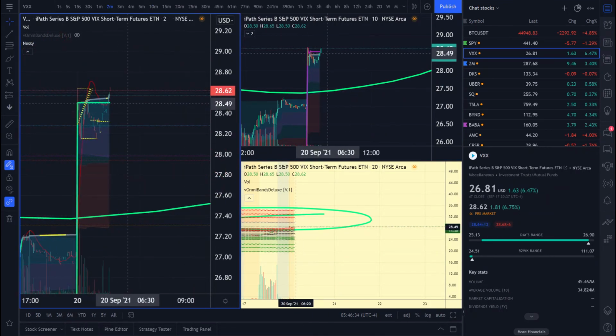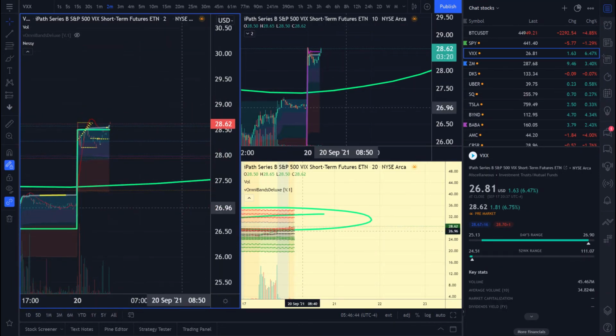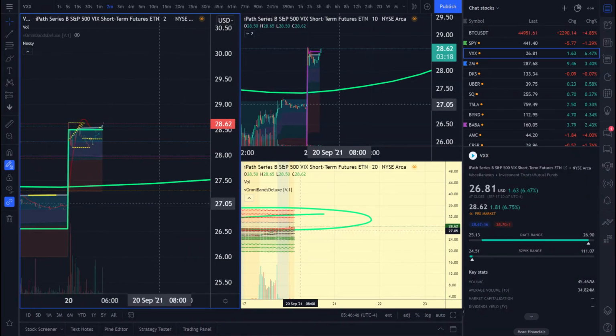And we have similar levels at 28. So I would say if we break below 28 for VIX, 28.51, 28.50, then we might see SPY trying to come back up, right?